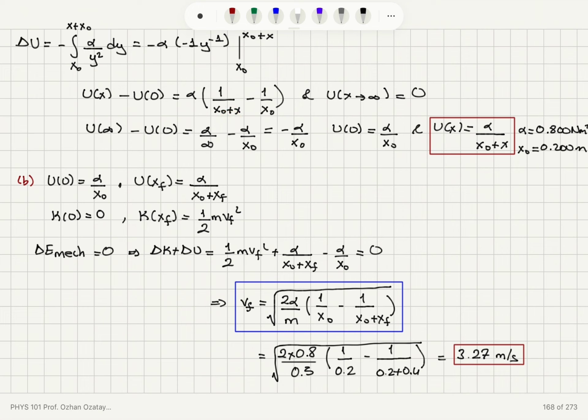We have the condition that the potential energy is 0 at infinity. So U infinity minus U0 is minus alpha over x0. So this is our U0, potential energy at x equals 0, is alpha over x0. So therefore we find that this gives us the function U of x, alpha over x0 plus x, and U0 is indeed alpha over x0, and it is 0 as x goes to infinity.